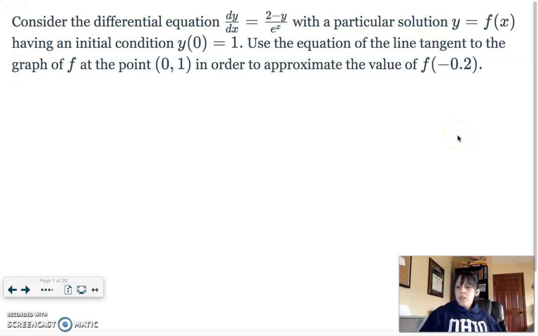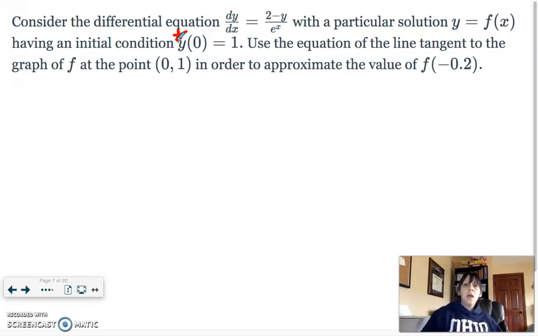Okay. Here's a different application of differentials. So it says consider the differential equation dy dx equals 2 minus y over e to the x with a particular solution y equals f of x, having an initial condition y of 0 equals 1. Use the equation of the line tangent to the graph of f at the point 0, 1 in order to approximate the value of f of negative 0.2. Okay, this is a whole lot going on.